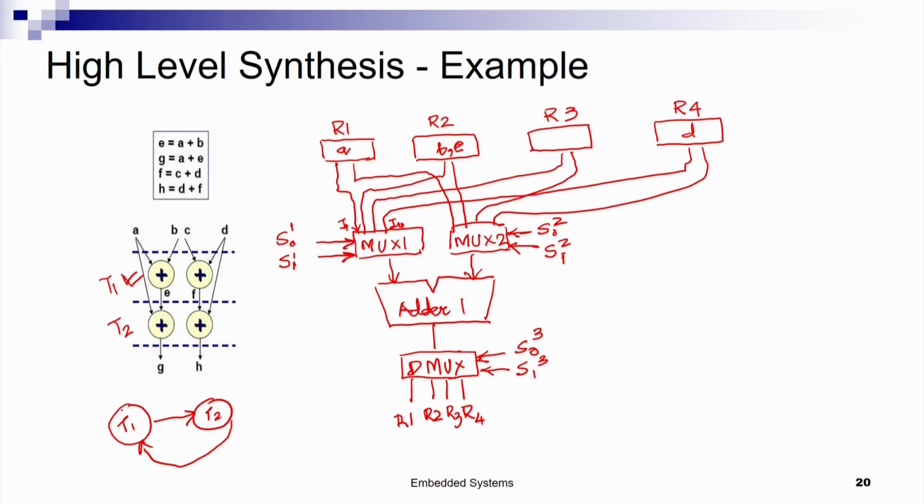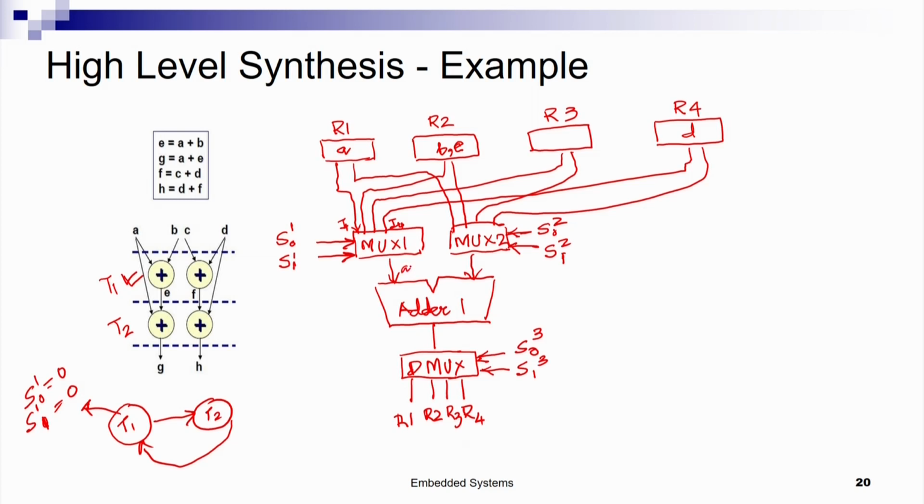What will be the outputs? The outputs for time step 1 will be S01 equals 0, S11 equals 0. Okay. And for mux 2, so why is S01 equals 0 and S11 equals 0? Because at time step 1, we want the input in R1 to come here.